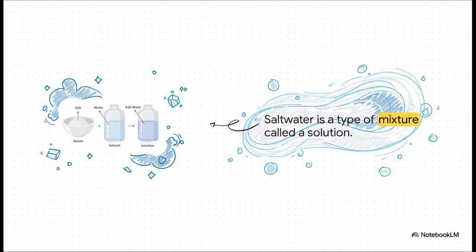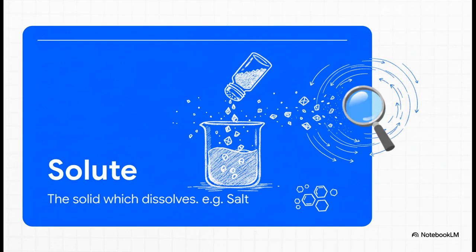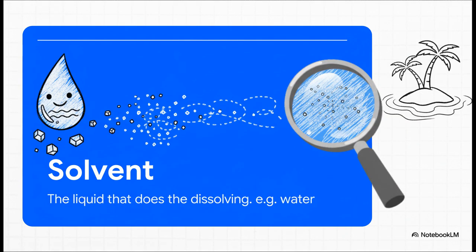Now, if we zoom in a little bit, there's something more specific going on. The salt water itself is a special kind of mixture that we call a solution. And that's just what you get when one substance completely dissolves into another. In any solution, you've basically got two parts. First, there's the solute. That's the solid stuff that seems to just disappear into the liquid. In this case, that's the salt. And the liquid that's doing all the heavy lifting, the dissolving, that's called the solvent. So on our island, the water itself is the solvent. So to put it all together, we've got a salt solute dissolved in a water solvent.